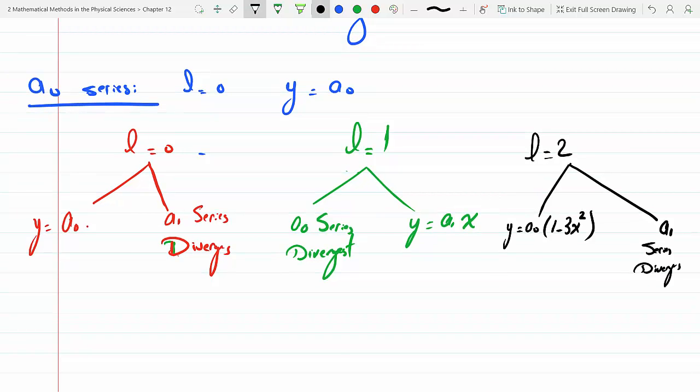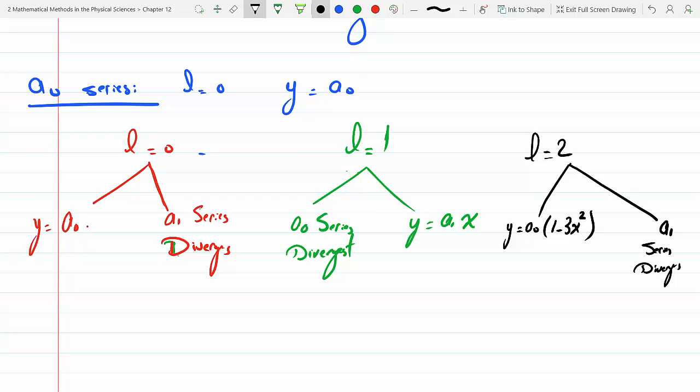If I were to continue 3, 4, 5, 6, those are the polynomials I'm getting from those integer values of L equals 0, L equals 1, L equals 2, etc., where one of those series is convergent. For L equals 0, y equals y0. For L equals 1, it's y equals a1x. For L equals 2, it's a0 times 1 minus 3x squared. Those polynomials are called Legendre polynomials.